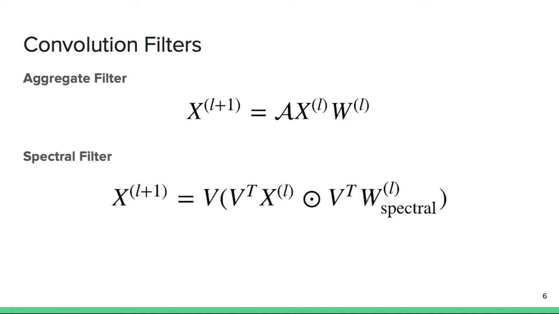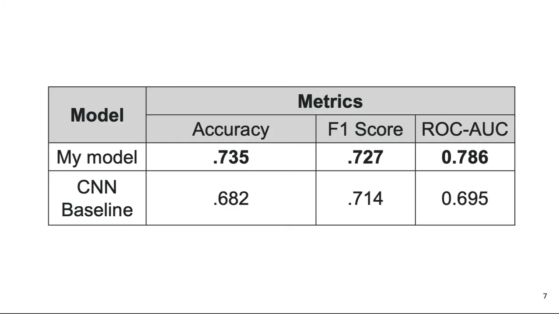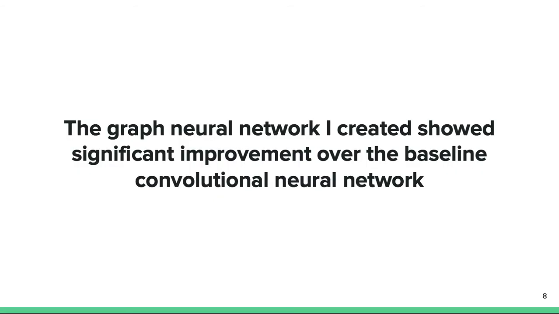I used the spectral filter because I guessed that regions in the brain that are closer to one another would have more related functions and so facilitate the use of a spectral filter. And that's shown in my results because to evaluate the success of my model, I compared it to a previous convolutional neural network baseline across a variety of metrics. And over the metrics I used, such as accuracy, F1 score, which is a measure of the precision of a neural network, and ROC-AUC, my network outperformed the original baseline. In particular, it improved by around 5% in accuracy and around 9% in ROC-AUC. And so overall, the graph neural network I created showed significant improvement over the baseline convolutional neural network.